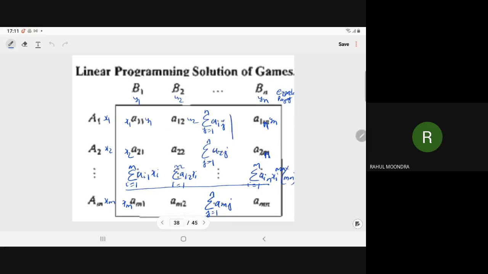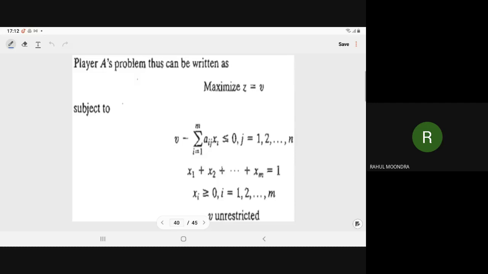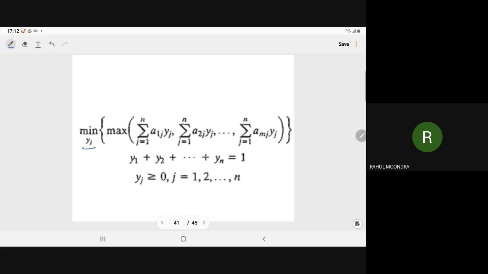Similarly, when we have this expected payoff, in the column first we compute the column max, and corresponding to the column max we compute the minimum, means min max of the vertical expected payoff. And y1 plus y2 plus yn is equal to 1, and all yj are greater than or equal to 0. Clear this part, because it is a very important thing. Any doubt? Great, I hope there is no doubt.